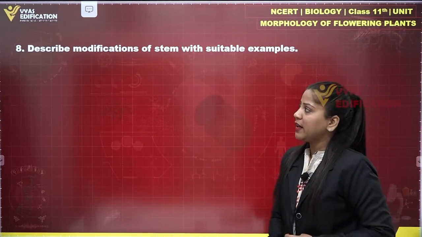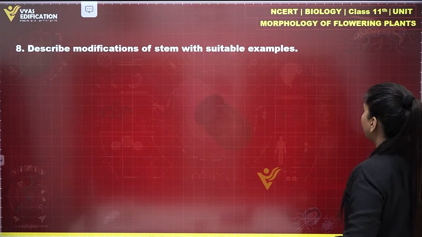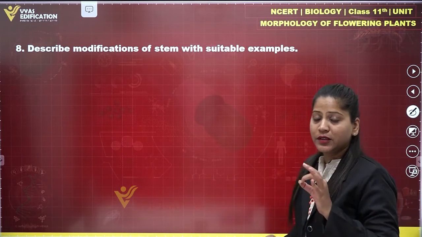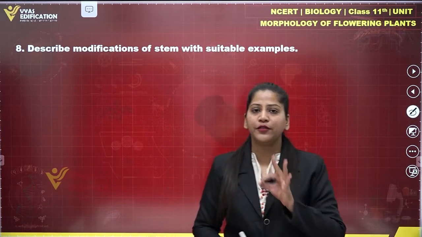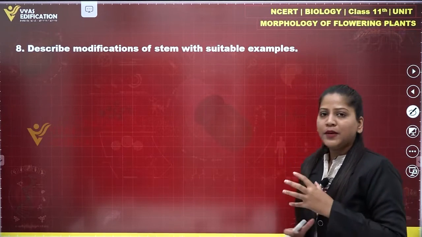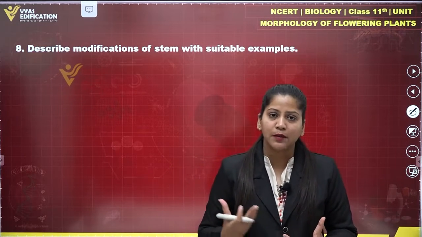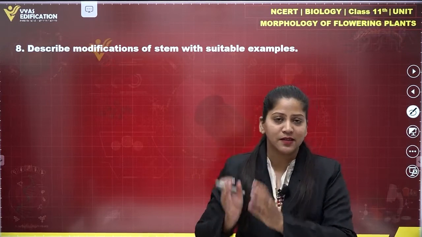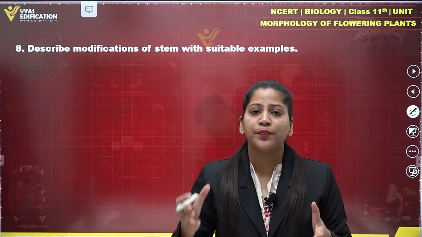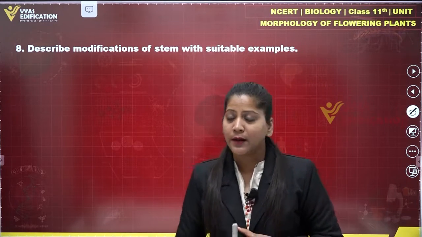Now let's talk about the next question, question number 8, where we have to describe the modifications of stem with suitable examples. So sometimes the stems of the plants are modified into different kinds of structures to better adapt to their environment.